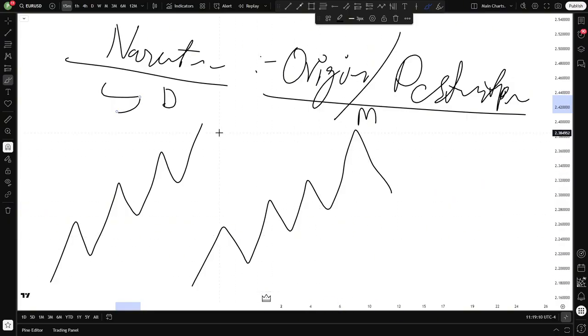But now we have to figure out where a range expansion could begin. Where is the origin area for a range expansion to begin, and where is that range expansion then going to end?